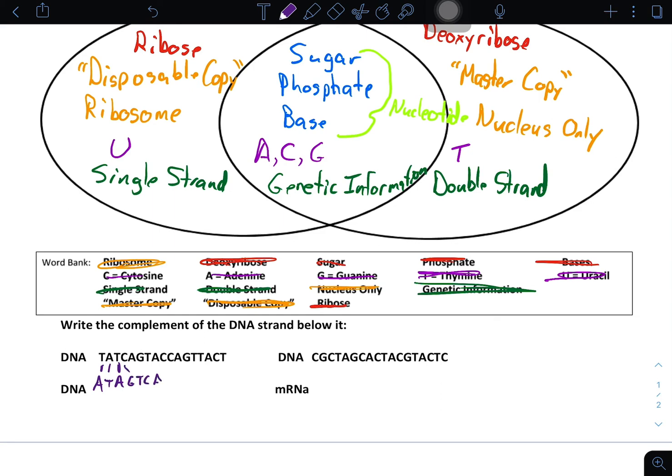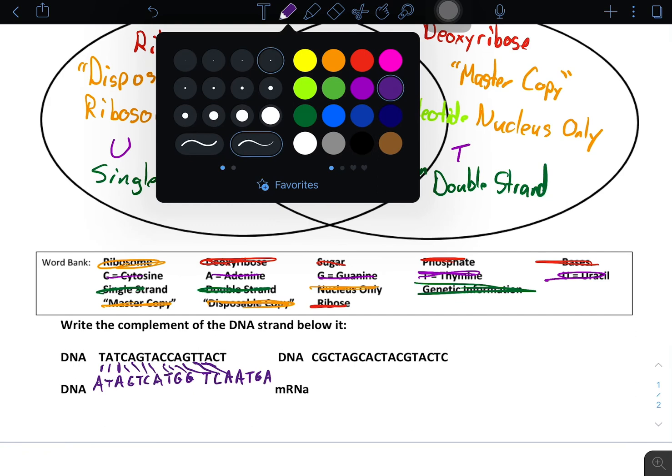For every C, there's a G. For every A, there's a T. For every G, there's a C. For every T, there's an A. Then we go T, G, G. Then we go T, C, A, T, G, A. This is not enough space, but I can't do anything about it at this point, but that's the complement. Hopefully you can write a little bit smaller than I did. So that is DNA to DNA.